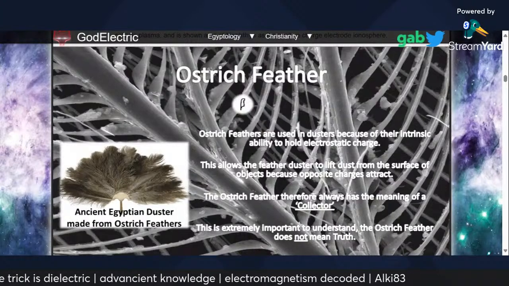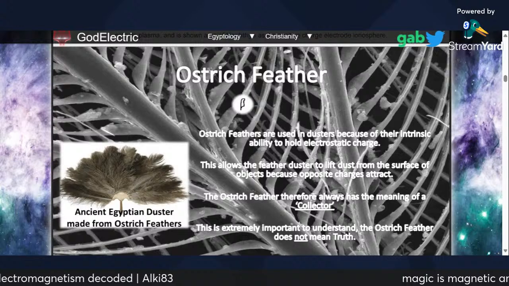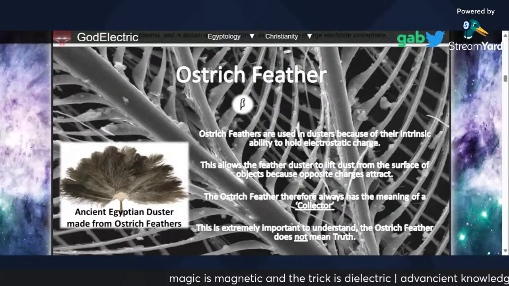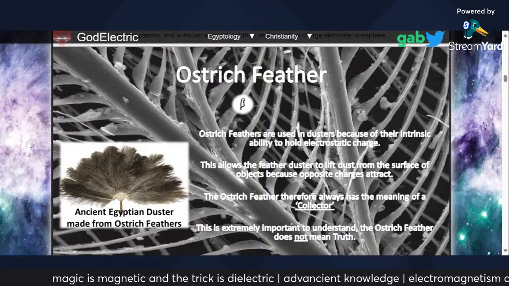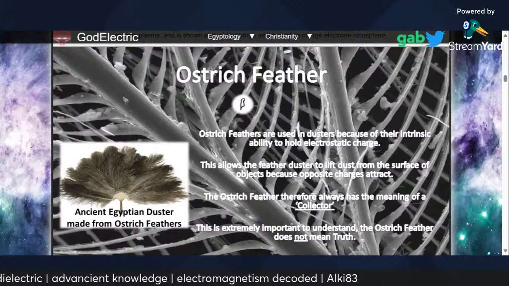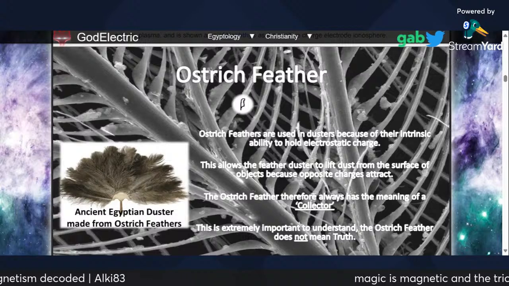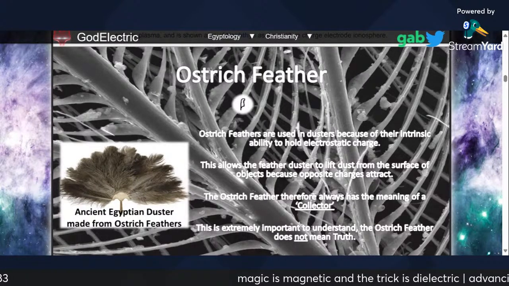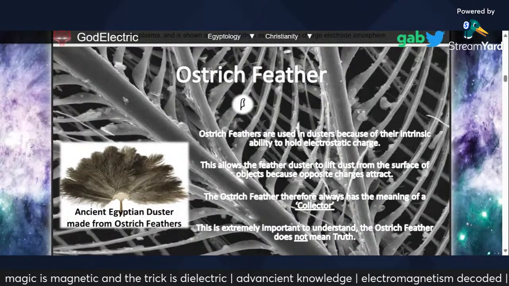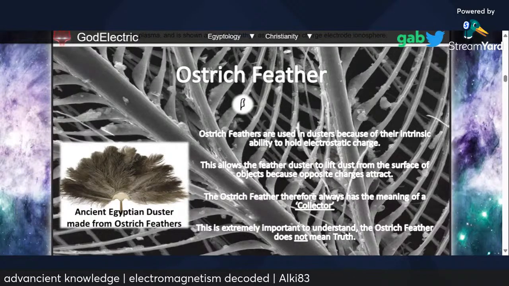To understand the next slide about Nut, you'll need to know the truth about the ostrich feather, which is actually deciphered by God Electric to mean a collector. If you go to the British Museum, on the first floor you'll see the following artifact that the museum calls a fan. At God Electric, we believe this is actually an ancient Egyptian feather duster, and we believe this specifically because the ostrich feather is used in its construction. Ostrich feathers are used in dusters because of their intrinsic ability to hold electrostatic charge. This allows the feather duster to lift dust from the surface of objects because opposite charges attract. The ostrich feather, therefore, always has the meaning of a collector.